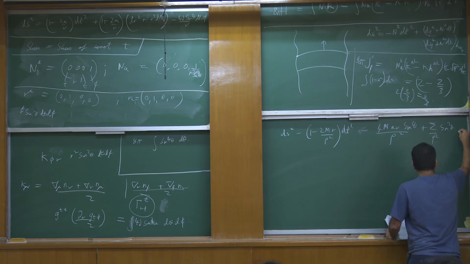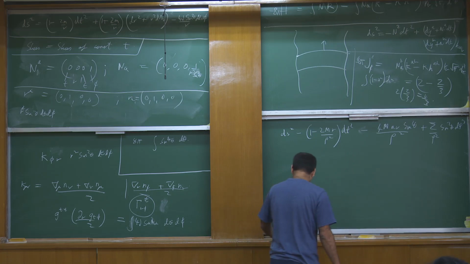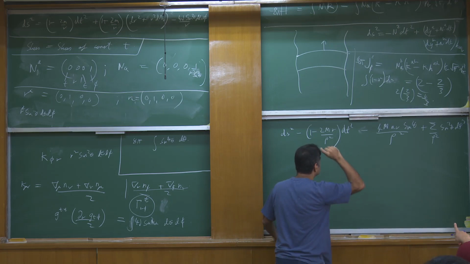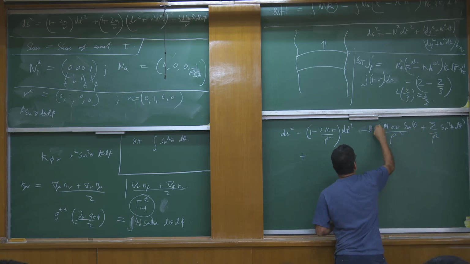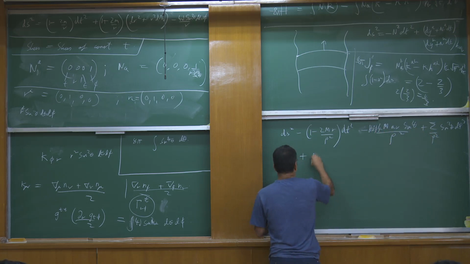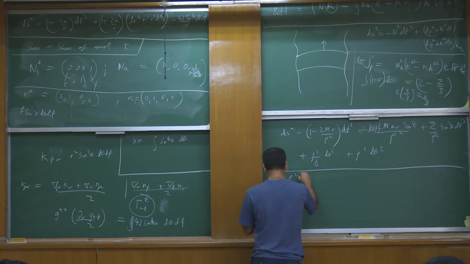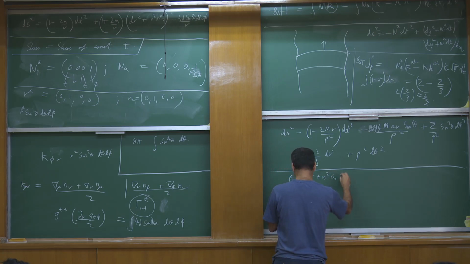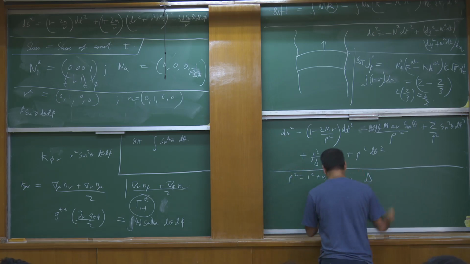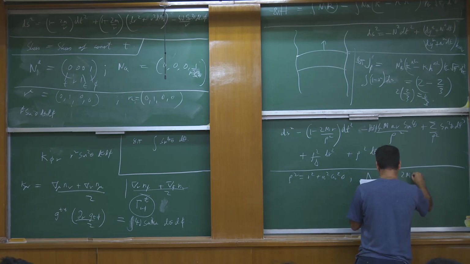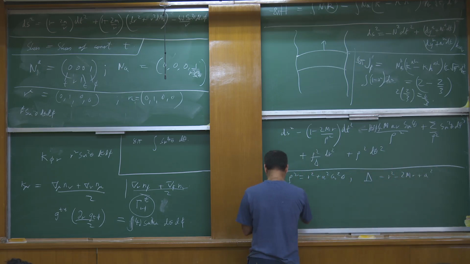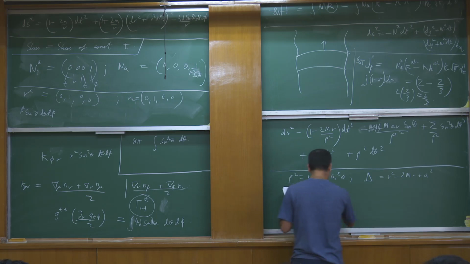So what was this metric? Second term, what are the differentials? This was dt d phi. Plus rho squared by delta dr squared plus rho squared d theta squared, where rho squared was equal to r squared plus a squared cos squared theta, delta was equal to r squared minus 2Mr plus a squared, and sigma is equal to (r squared plus a squared) squared minus a squared delta sine squared theta.